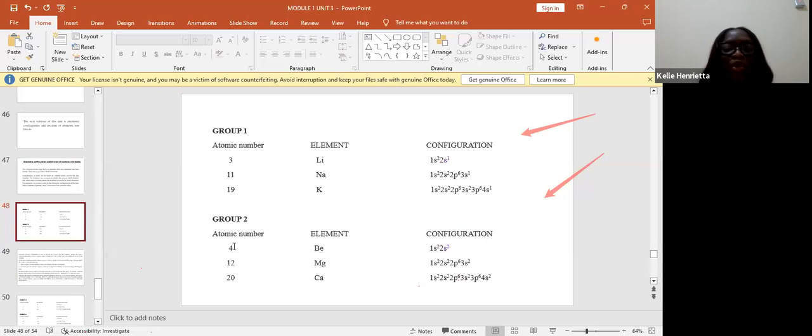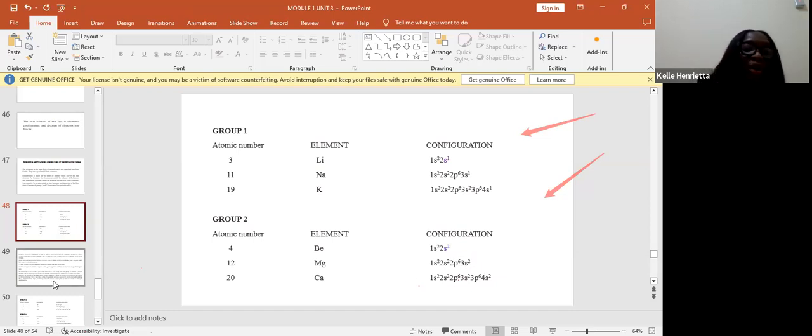The same too for group 2 elements. You have beryllium with atomic number 4, magnesium, atomic number 12, then calcium that we just did, with atomic number 20. This is the electronic configuration. You see that their outermost electrons, which are just 2s2, are all in the s orbital. So they are s block elements.